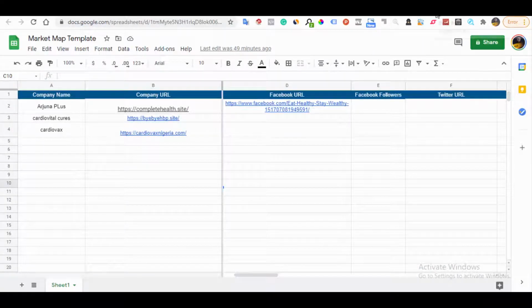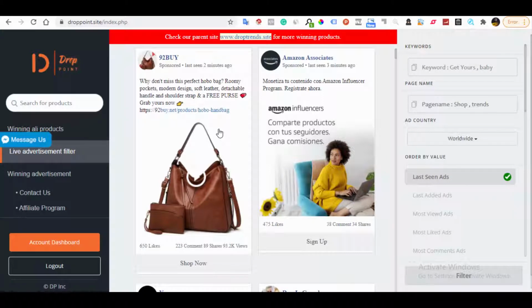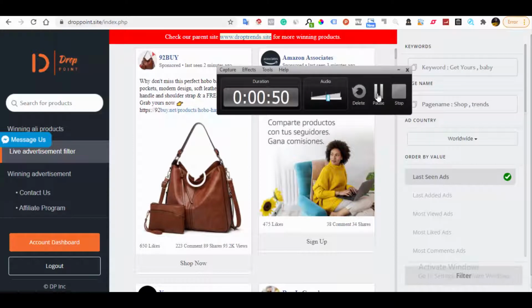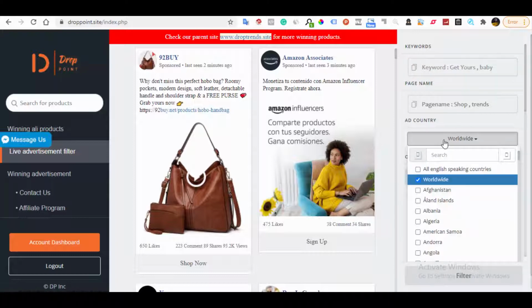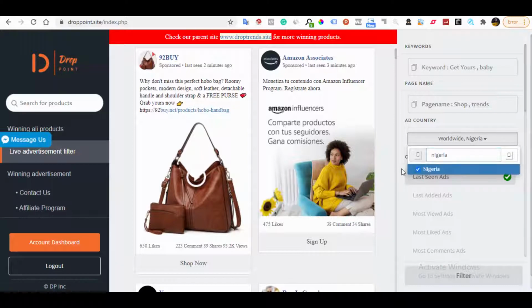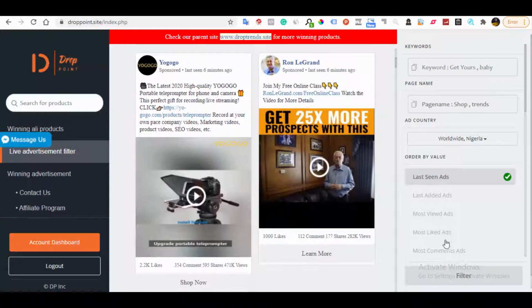All right, so this site is droppoint.site. Their subscription is like $5 every month, so you could just subscribe for a month and do your research. Basically, when you're doing your research, you need your keyword. What we're trying to build here is high blood pressure, so you type in high blood pressure and you choose the country. Of course, it's going to be Nigeria, right? And you just filter.